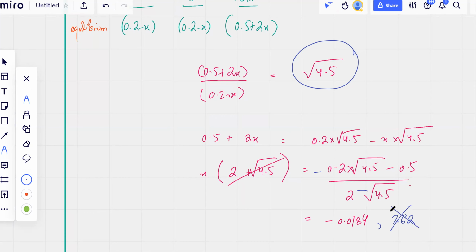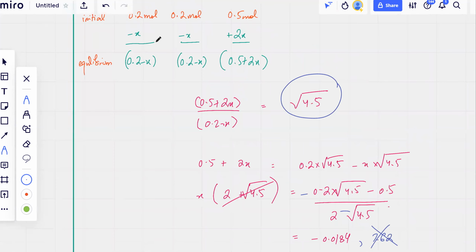You take that value, and when you try to find the equilibrium moles, they should be positive. So if you substitute 0.0184 into the expression, all these values over here are going to come out to be positive. So moles are always positive. So is this clear? Yes.